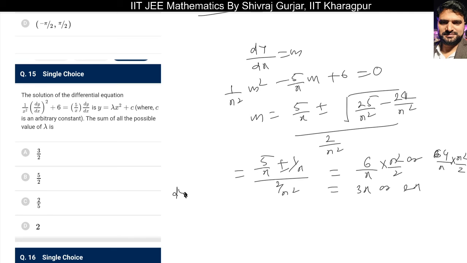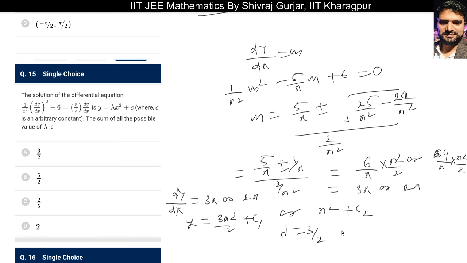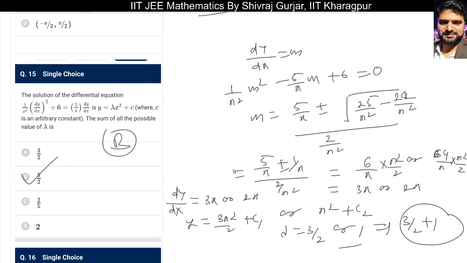This means dy by dx is equals to 3x or 2x. So y is equals to 3x square by 2 plus some constant, or x square plus c2. So this is given lambda x square plus c, so lambda can be 3 by 2 or 1. Sum of all possible values of lambda is 3 by 2 plus 1, that is 5 by 2. So it is very easy. Great.